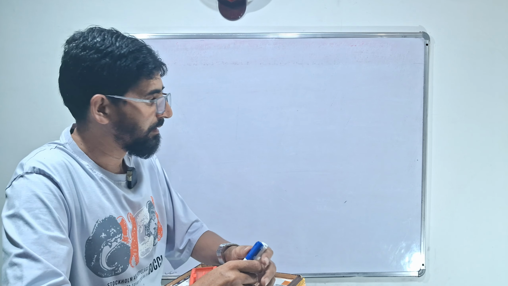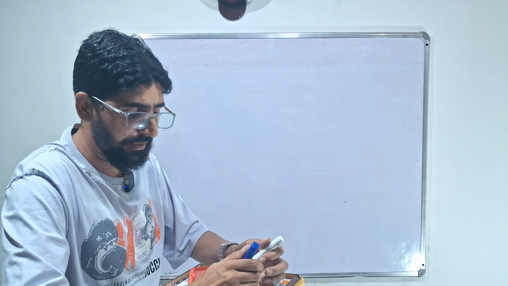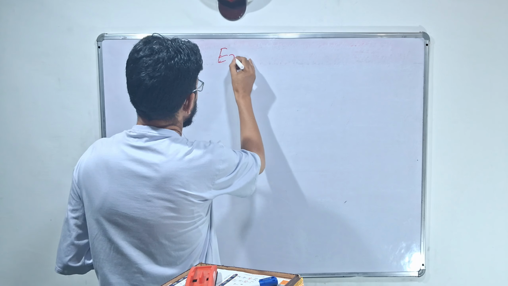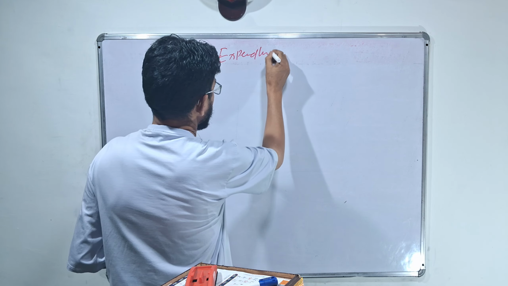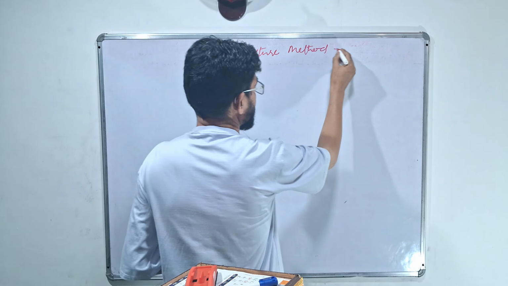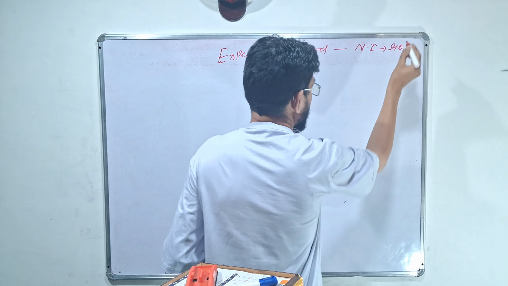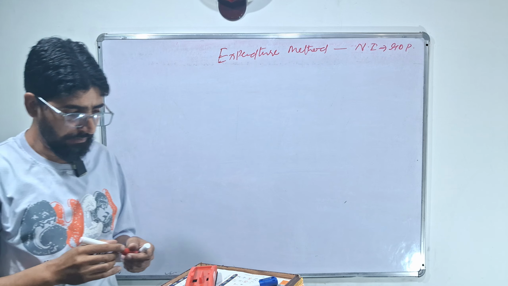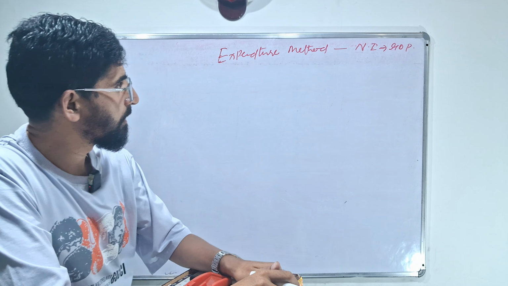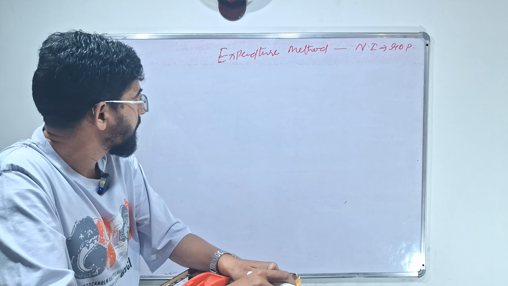Today I am going to discuss the expenditure method of measuring national income, that is GDP. As I have already discussed the output method or value added method, and second, the income method. Today, the last method in this topic is the expenditure method.